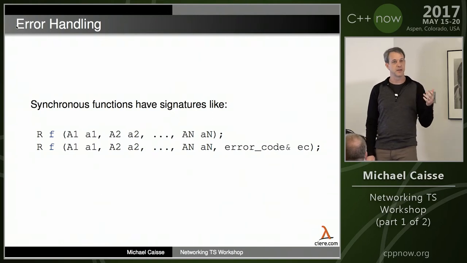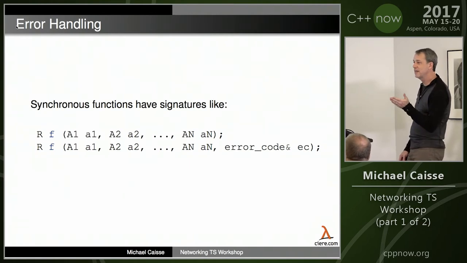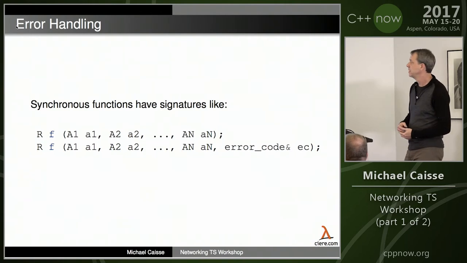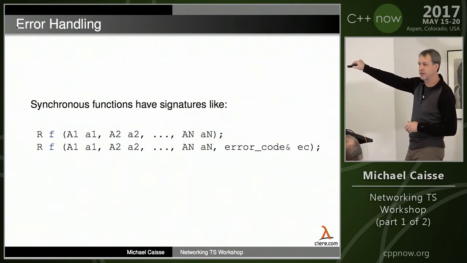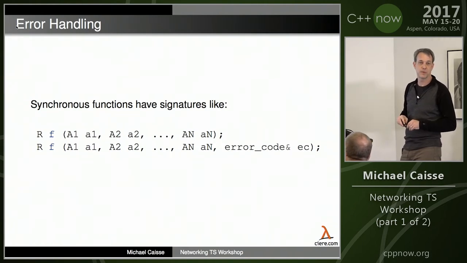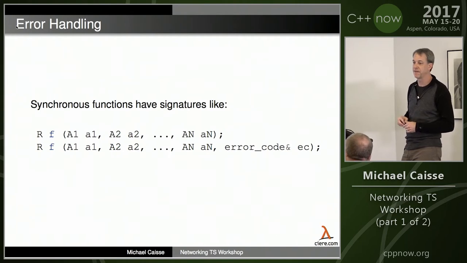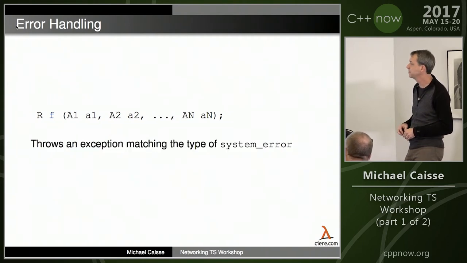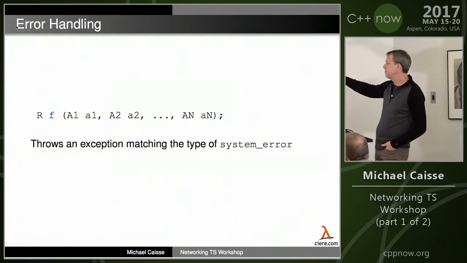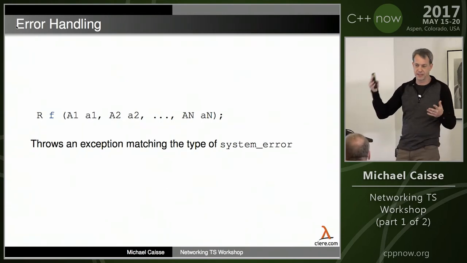This is not Java, so we don't use exceptions for flow control, right? We would want the error code and then make a determination based upon the error code what's going to occur after that. So all synchronous functions have these two variations, one in which there is no error code, that one will throw the exception, one in which there is an error code, and that returns void. It's going to throw an exception that matches the type of the system error. So that's what we're going to get back out if an exception is thrown.